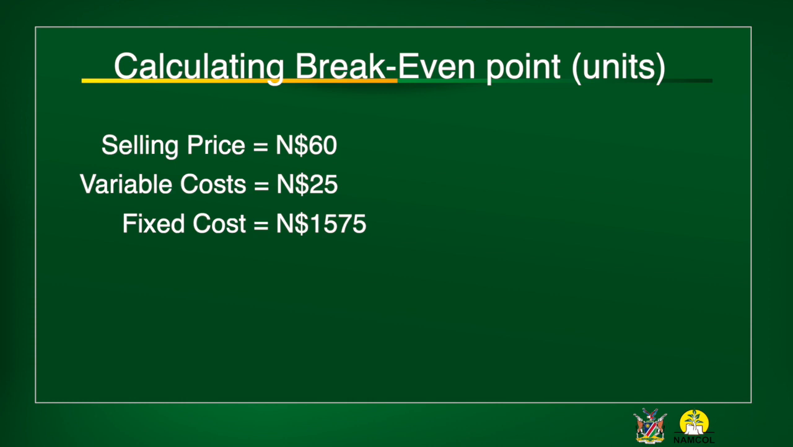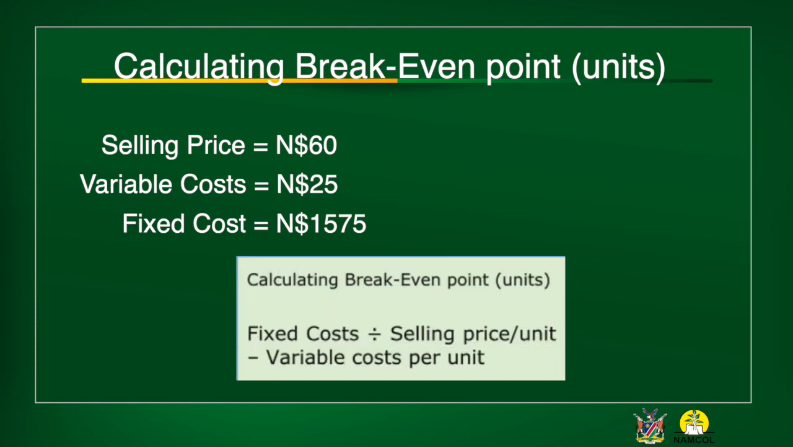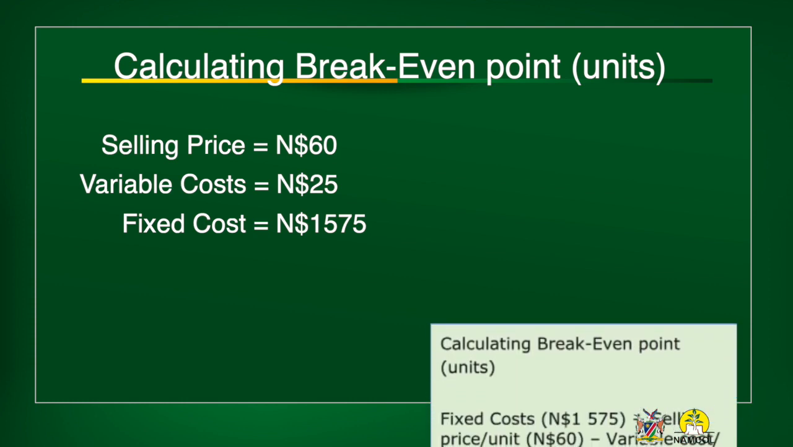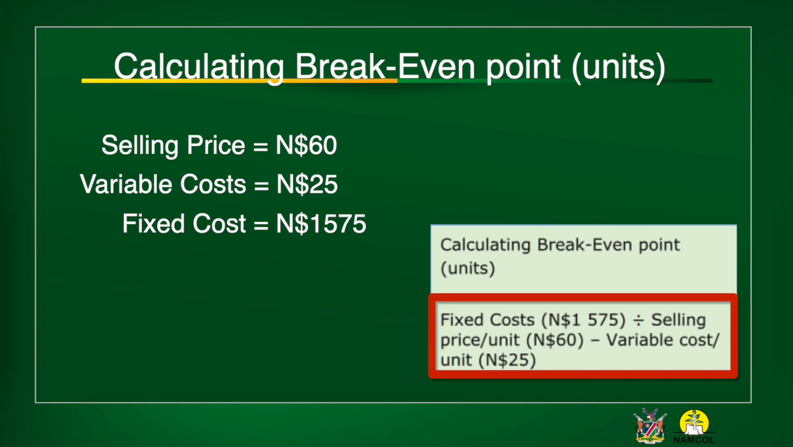Let me get it. The formula reads: calculate the break-even point by dividing fixed cost by selling price per unit minus variable cost per unit. Good. How much is the fixed cost now for the shoes? It is $1,575, which has to be divided by the difference between the selling price per unit of $60 and the variable cost of $25. Now, all that remains is that we need to do our calculation.